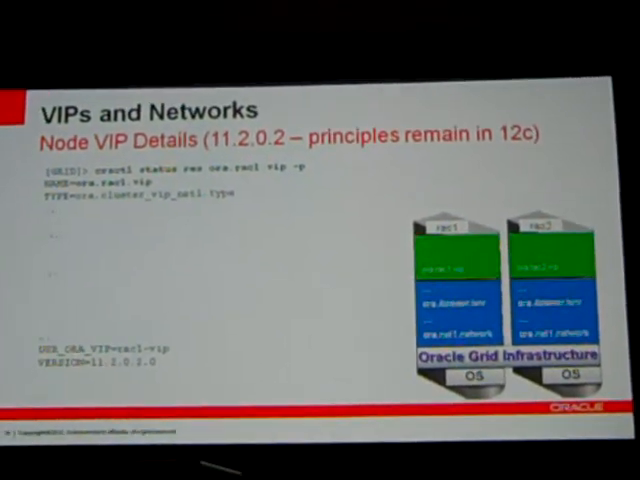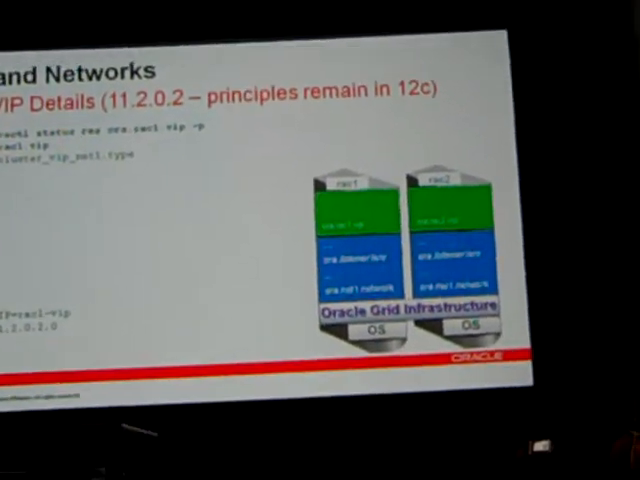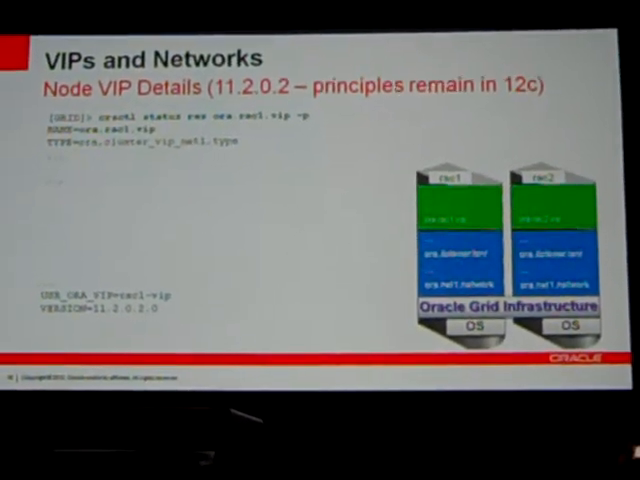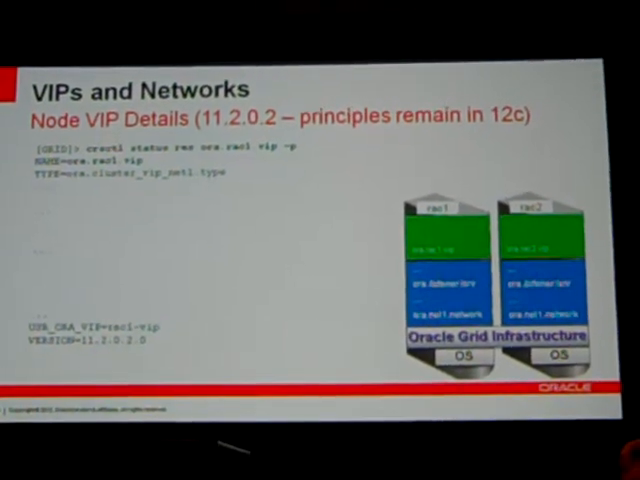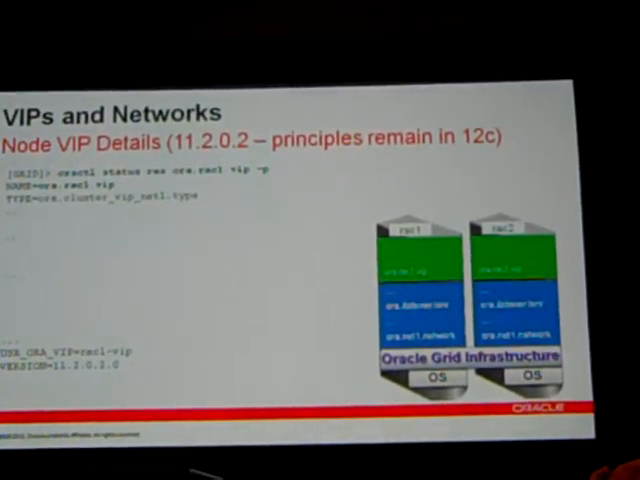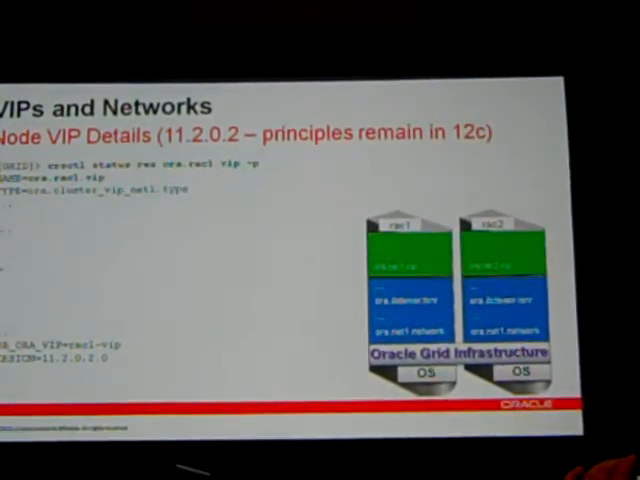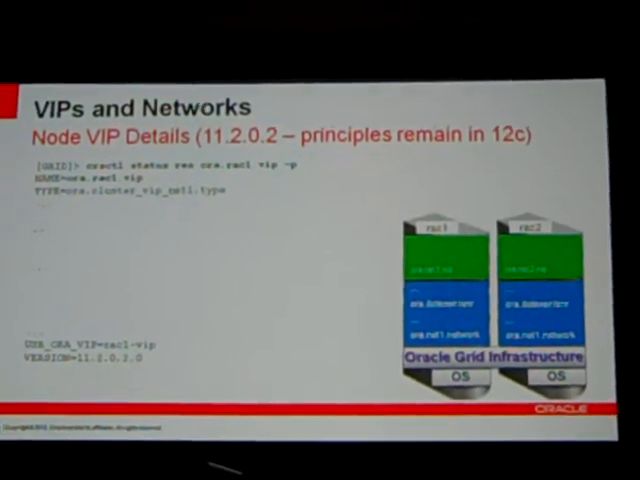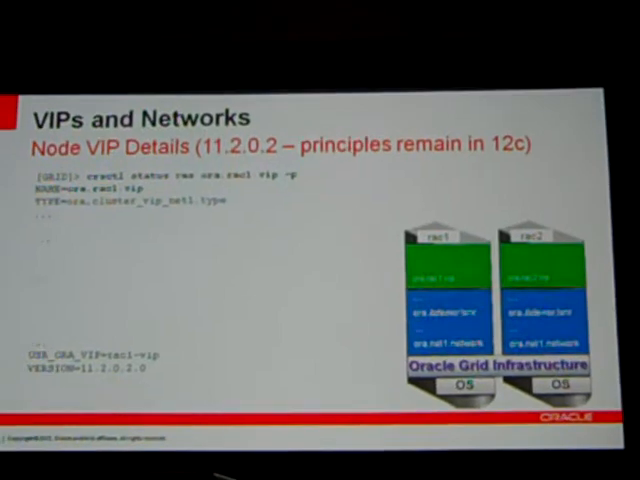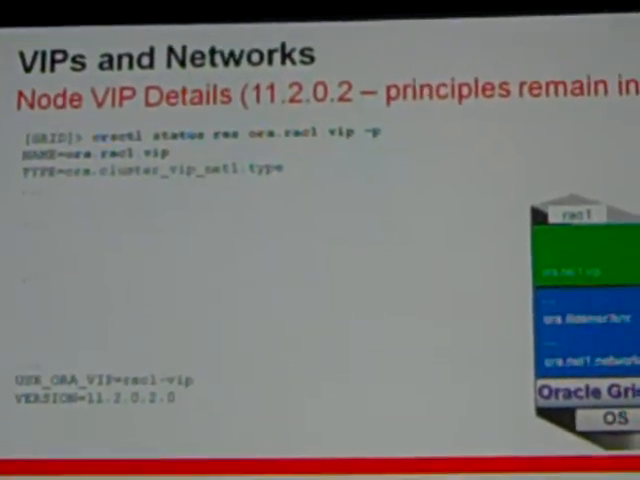Just a few details about the node VIPs. Again, that's available on the net already because I'm talking about 11.2.0.2. However, the principles remain in 12c. So if you want to see the configuration of any Oracle resource, even though we don't encourage modifying them, you can check them with crsctl status res ora.rac1.vip, or any node name here, it will be your node name, of course. And the -p will give you access to the profile, and it will tell you that the resource type we are looking up here is the Oracle Clusterware VIP.